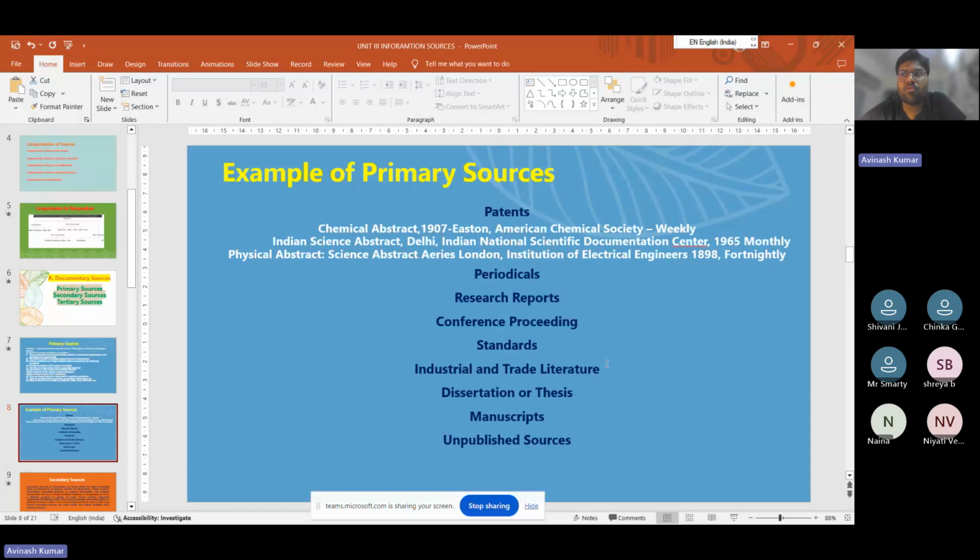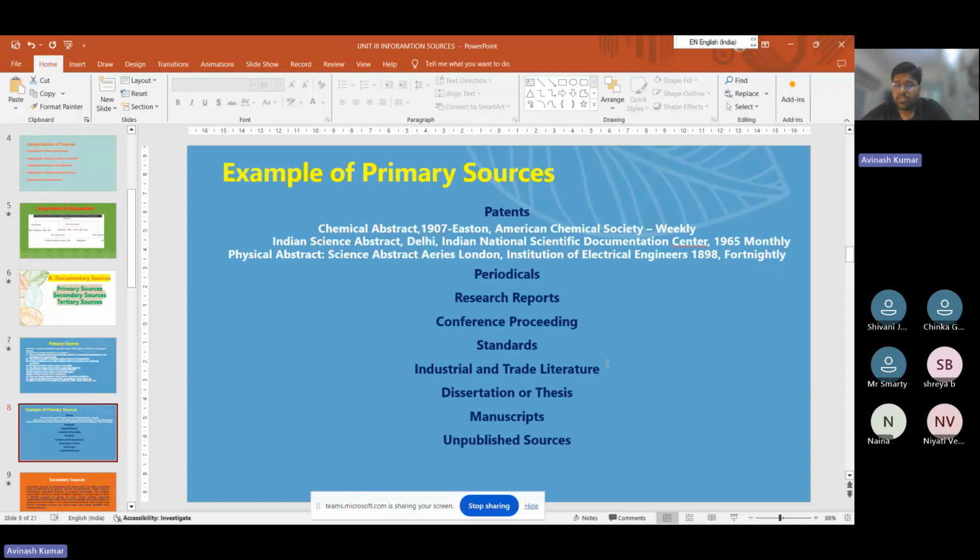What is the definition of primary sources? Primary sources are first-hand sources. You can see that a patent is a primary source, because if you want to patent something, like music or other things, whatever you want to patent, it must be in primary sources.